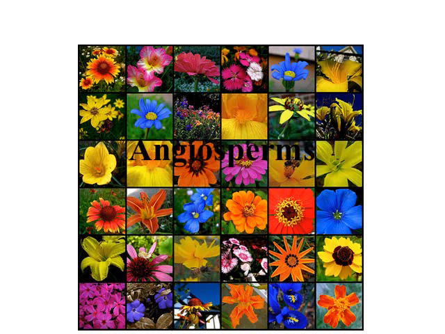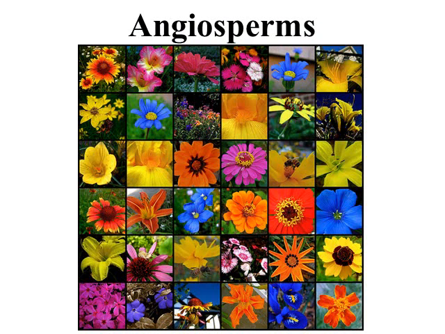Okay, so in this presentation, we're going to go over some of the basic features of flowering plants, and that's what angiosperms are. Angiosperms are plants that produce flowers. Well, they also produce a few other things. Let's go ahead and get started.